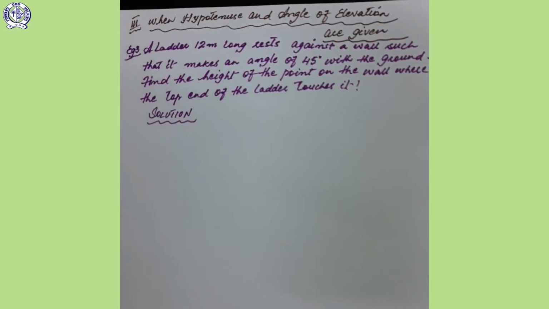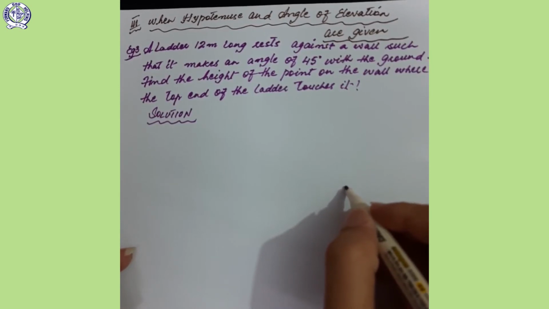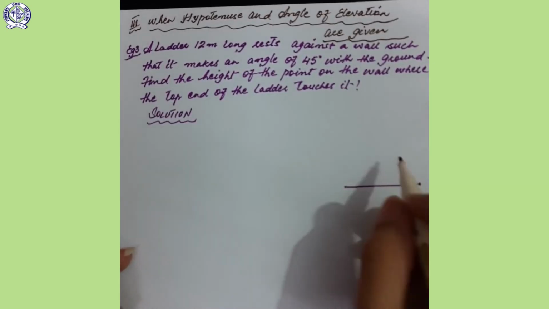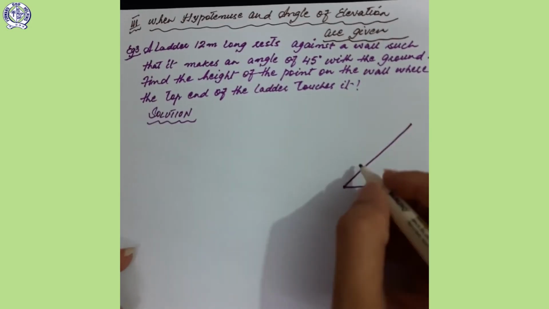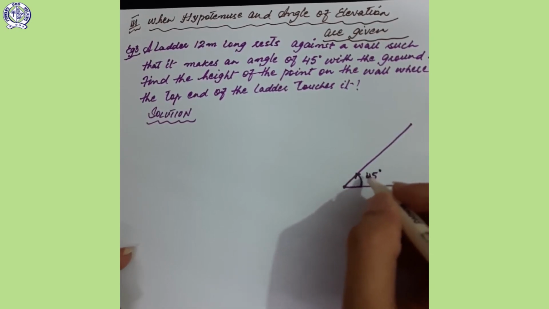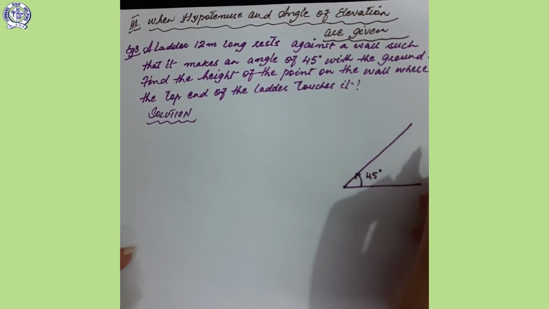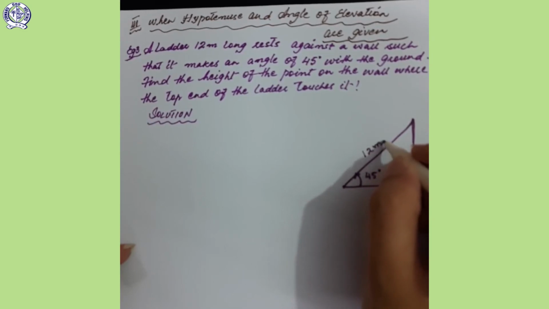A ladder 12 meters long rests against a wall such that it makes an angle of 45 degrees with the ground. With the ground means you will make the ground first. This is the ground, and with the ground an angle of 45 degrees. The ladder makes an angle of 45 degrees, so from here you will make a 45 degree angle. This is the angle of elevation, 45 degrees, and this is the ladder which rests against the wall, so we will make the wall also. This is the wall, and this is the ladder. The ladder is 12 meters long, so this is 12 meters long.